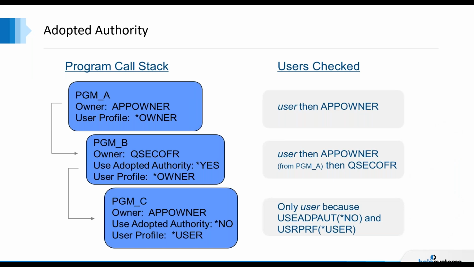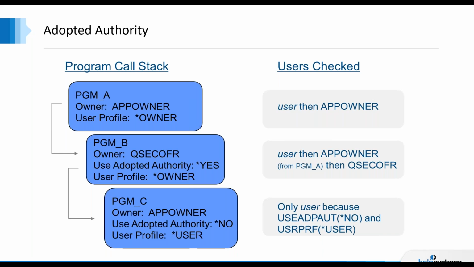Here I've kind of painted a picture. 3 programs that have been called, A, B, and C. Each one of them has settings that are related to user profile or use adopted authority. First program is owned by app owner. Its user profile option is star owner, which is not the default of star user. So in this case, when the authority algorithm is checked, it will first evaluate the authority of the individual or calling user. If that is deemed insufficient for some reason, then a second check is performed and the privileges of the app owner profile are introduced. And that's because of the star owner designation.